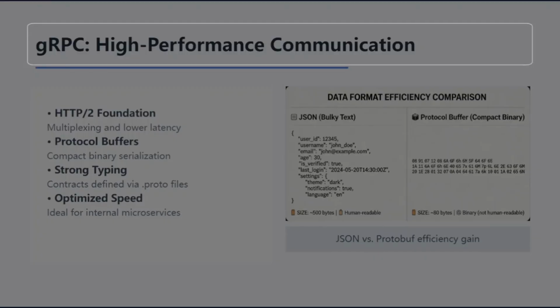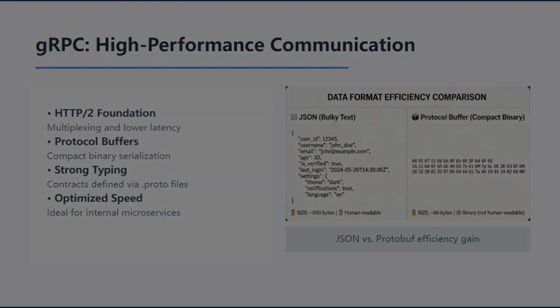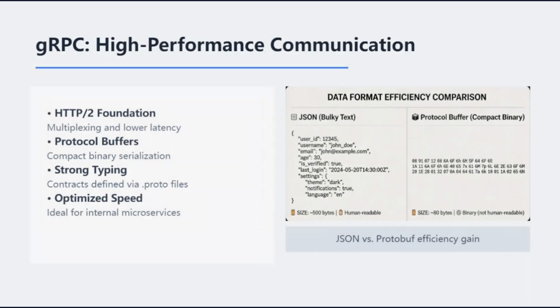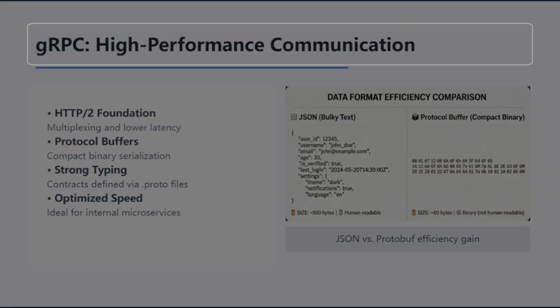Building on the REST concepts we just covered, let's look at a different approach. While REST is the industry standard for public web APIs, gRPC is the high-performance powerhouse often used under the hood in complex systems. The secret to its speed lies in its foundation, HTTP/2. Unlike the HTTP 1.1 protocol that most REST APIs use, HTTP/2 supports multiplexing. This means we can send multiple requests and responses at the same time over a single connection, which drastically reduces latency and overhead.